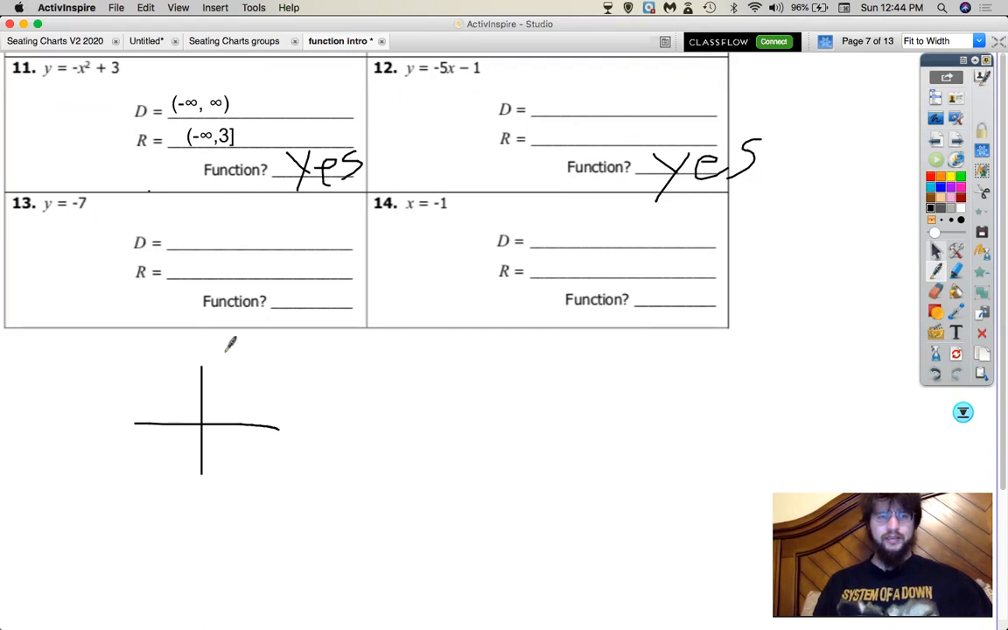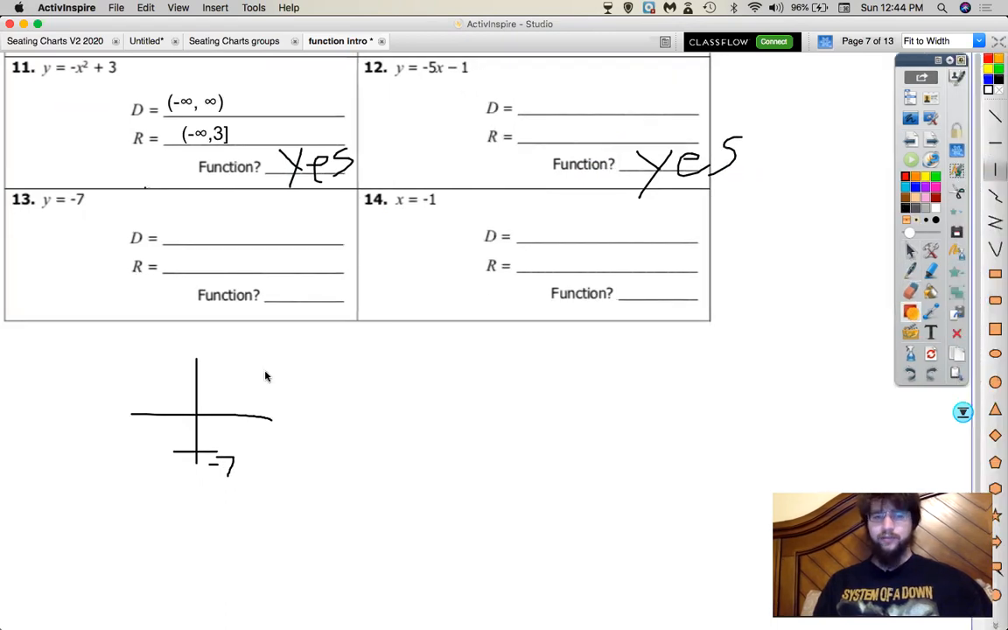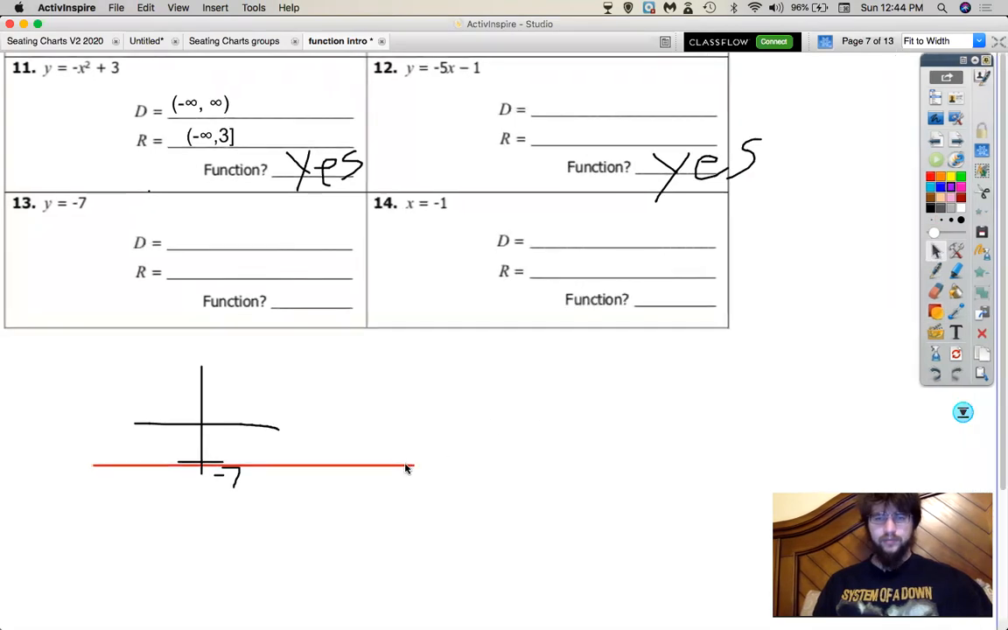It says y is -7. So down here somewhere, let's say that's -7. And y is always that, so it's going to be a flat horizontal line, just like that, going on forever in both directions, with an arrow on each end. So is that a function? Yes, it is.